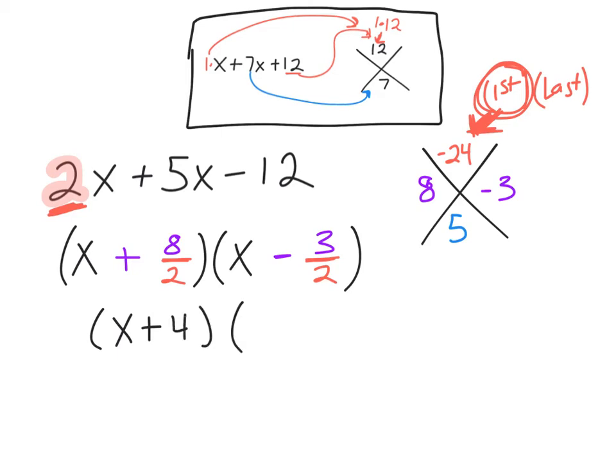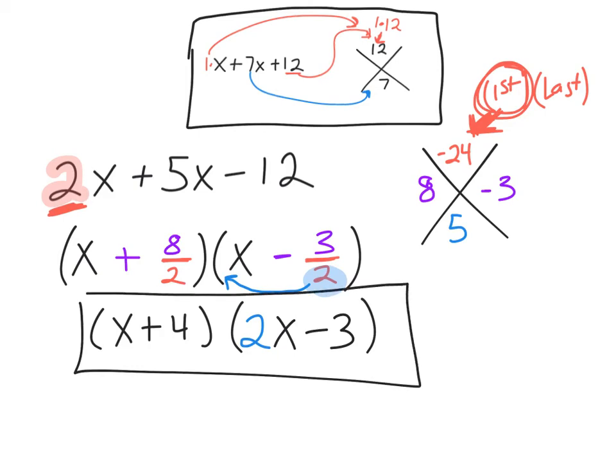Okay, and then one last thing to remember here. If it does not divide evenly, like this case does not divide evenly and it can't be simplified at all, then what I'm going to do is take that number that is on the denominator and move it out front. So it's going to become 2x minus 3. And that is my factored form.